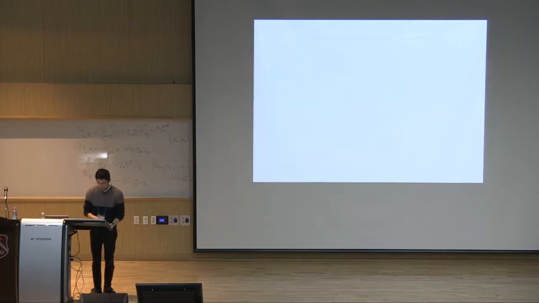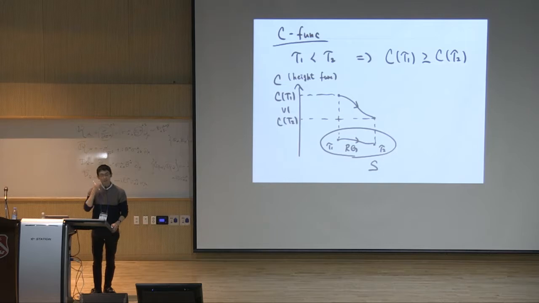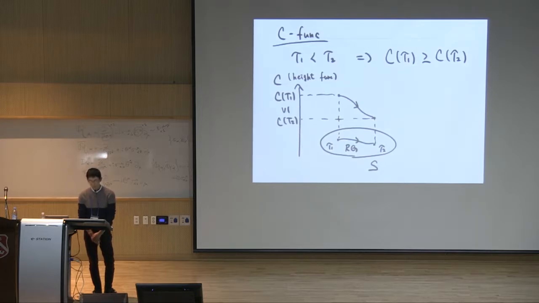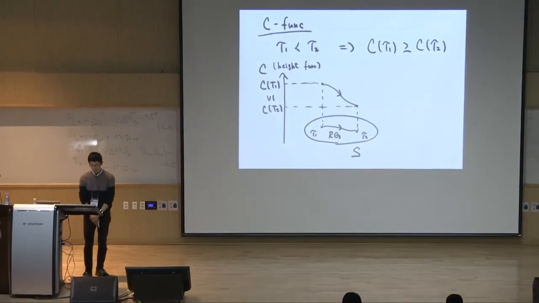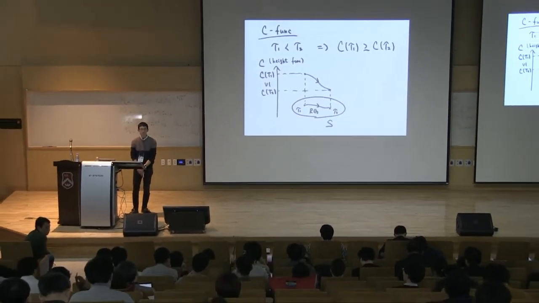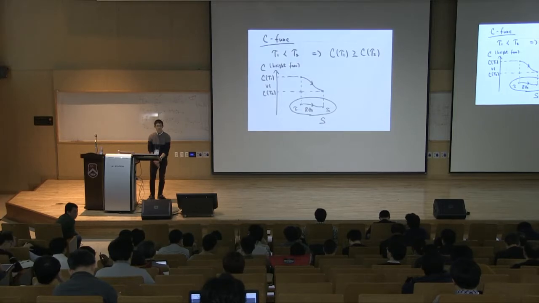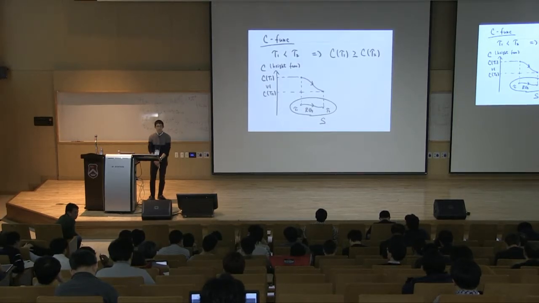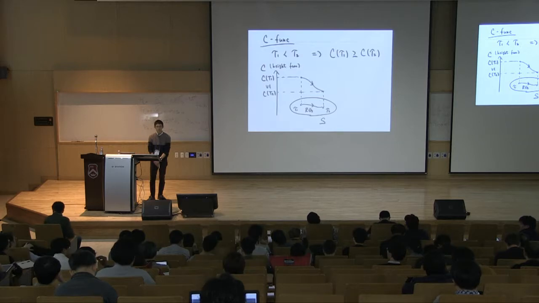Yes? What does C of T1 being more than C of T2 mean? Does it mean that there is an exact RG flow that takes the theory T1 to T2, or does it mean that it can be an RG flow, but we are not sure whether we can find it?